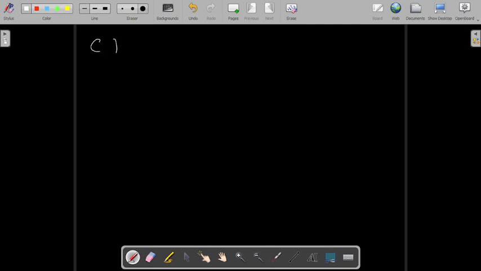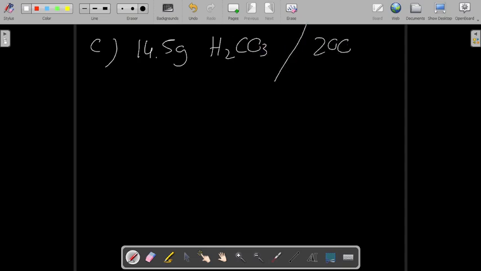Now C. C says that we have 14.5 grams of the carbonic acid in water. How much water? Well, we're making a solution of 200 milliliters of that solution. The molarity requires moles per liter. We don't have moles, and we don't have liters. We have grams and we have milliliters, so it's exactly like B. We're going to do the same steps.